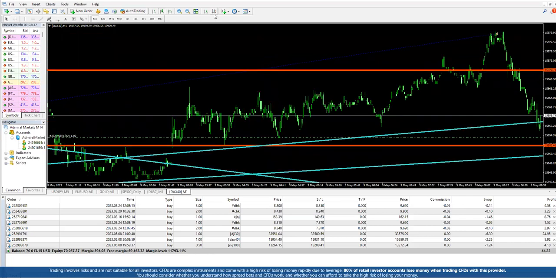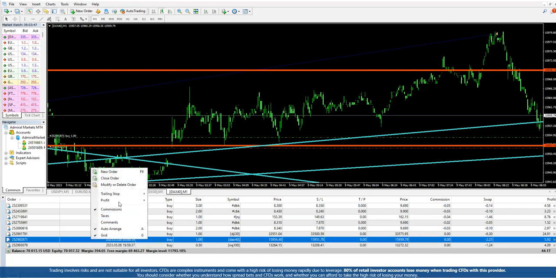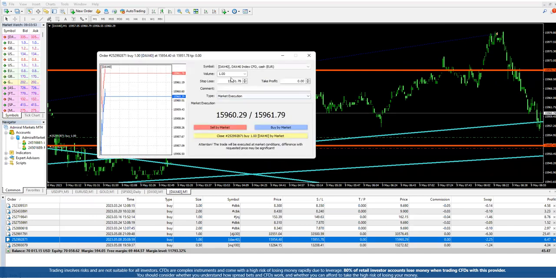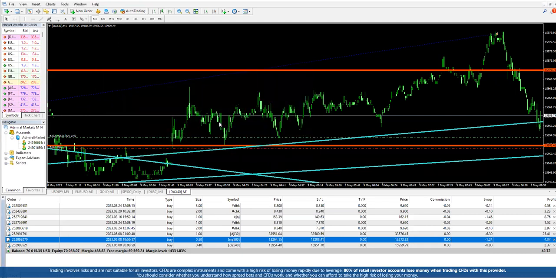Let's go to the M1 chart. You can see that we have got the position here. I will modify the stop loss under this level. This is a trade from yesterday, and I will close 0.60, a little bit more than half of the position, and we have to wait.